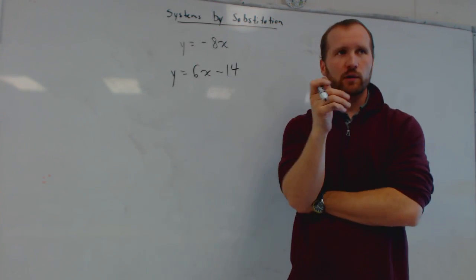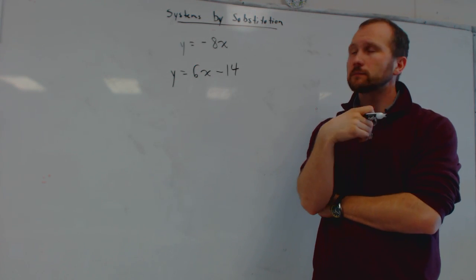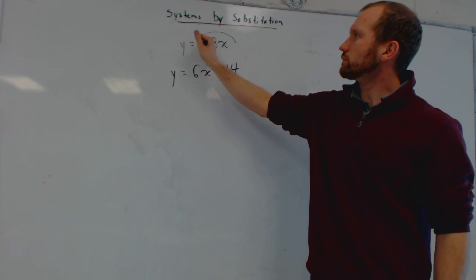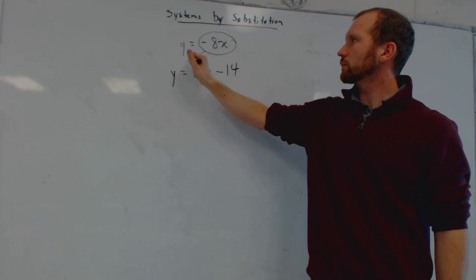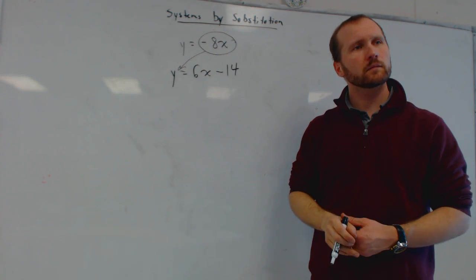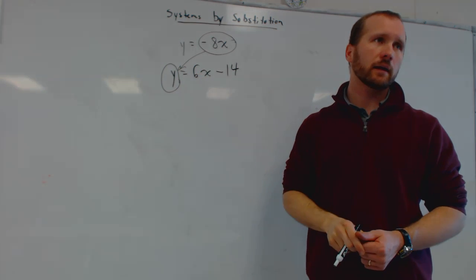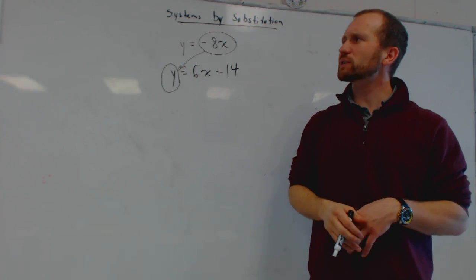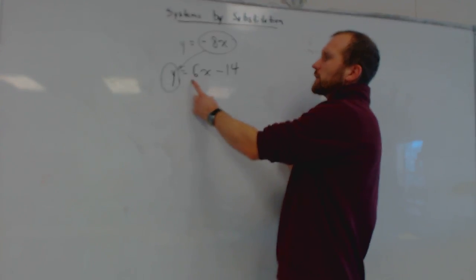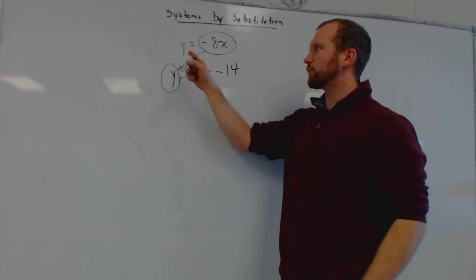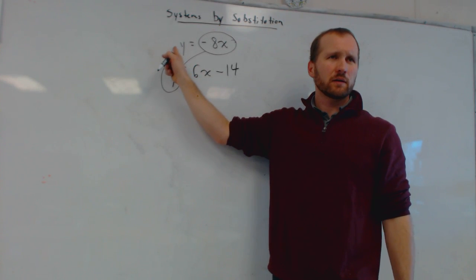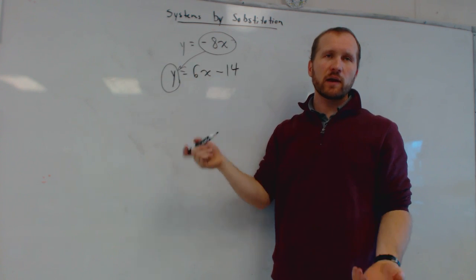What would be your first step? You would substitute negative 8x. No, wait, you have to make that. Or no, well, you just do that. So substitute negative 8x for y. Now this is kind of interesting because technically I could substitute 6x minus 14 for y too. But you have to pick one, I guess? We have to pick one.